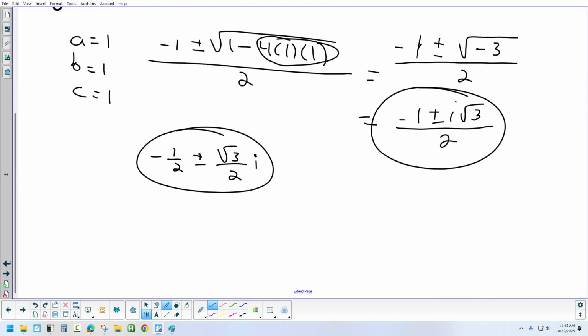Now, notice the two answers that you got here. These two answers: -1/2 plus root 3 over 2i, and -1/2 minus root 3 over 2i. What's the connection between those two numbers? They both have a denominator of 2. Well, it's -1/2 plus root 3 over 2i, -1/2 minus root 3 over 2i. There's a name for that pair of numbers.